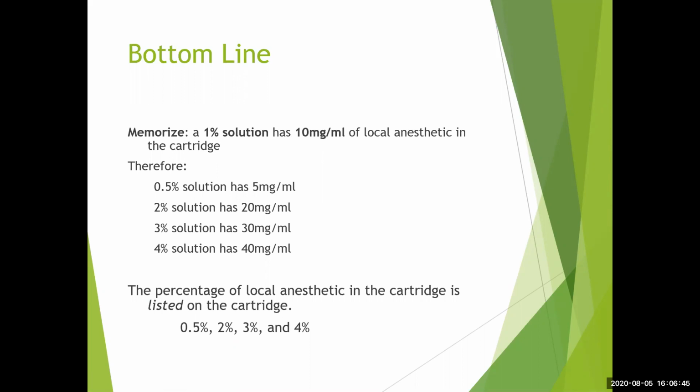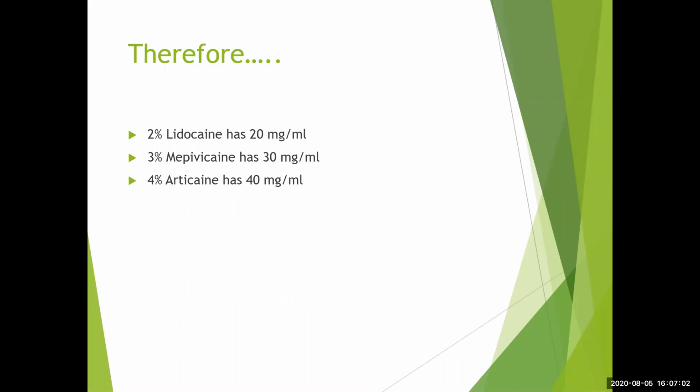And the percentage of local anesthetic is always listed on the cartridge. So it's going to say 0.5% bupivacaine, or 2% lidocaine, or 3% mepivacaine. It will always be printed on the cartridge, so you know what percentage you're working with. So just again, if we have 2% lidocaine, it's going to be 20 milligrams of lidocaine per milliliter of solution. If we have 3% mepivacaine, it's going to be 30 milligrams of mepivacaine per milliliter of solution.